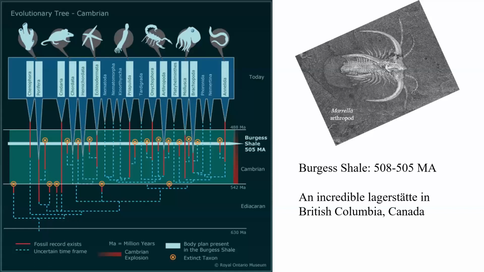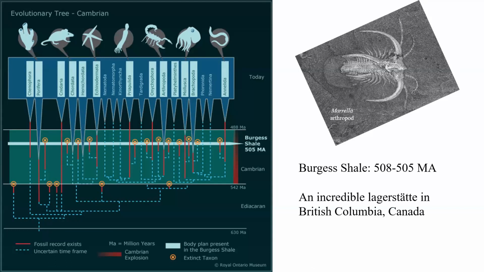And so this is this figure from the Royal Ontario Museum. This is a Canadian museum that houses a huge amount of the fossils from the Canadian Rockies, from the Burgess Shale. So the Burgess Shale is a really specific place. This is how old the Burgess Shale is. It's a series of localities between 508 and 505 million years ago. So that's pretty far into the Cambrian. The Burgess Shale is a pretty advanced Cambrian ecosystem.